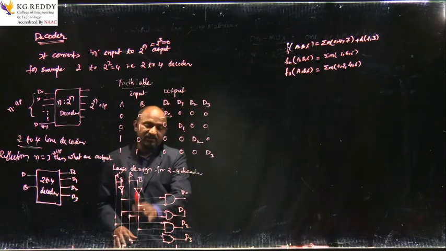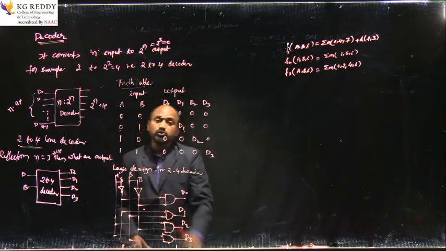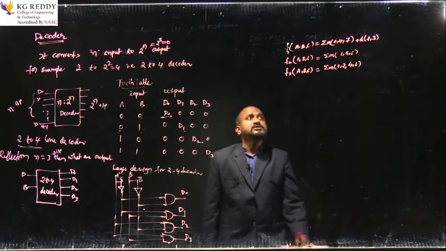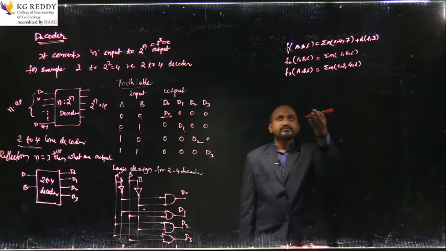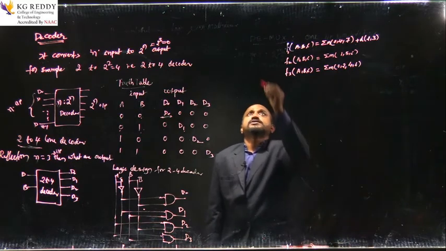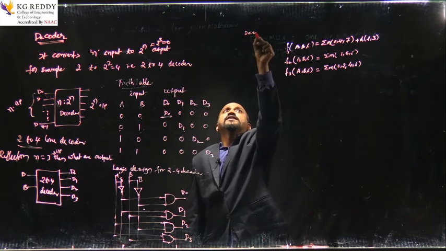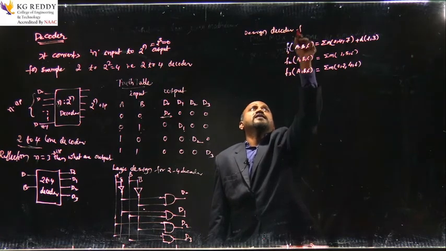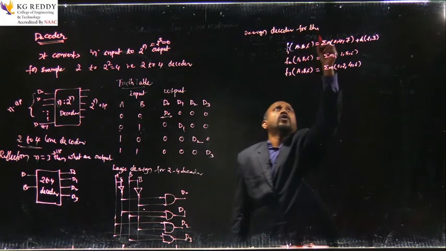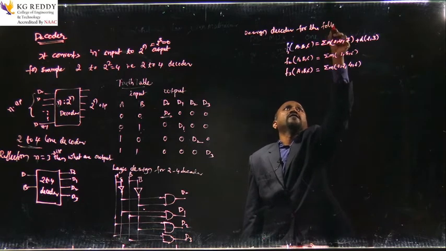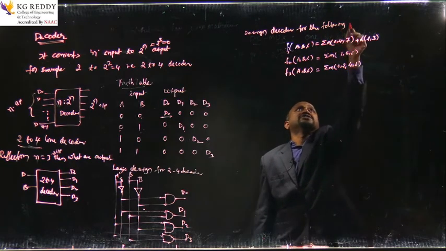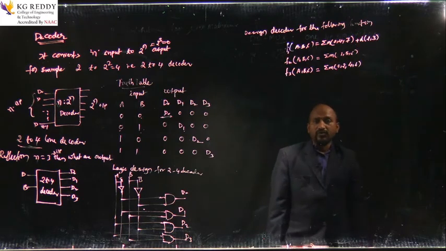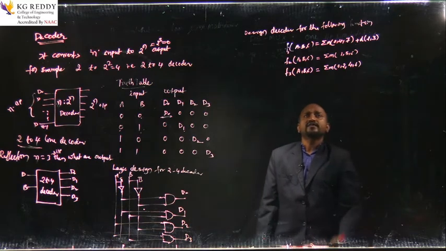And this is the logic design for the 2 to 4 line decoder. We can call it the block diagram or the circuit diagram. Sometimes the examiner can also ask: design the decoder for the following Boolean functions. Design the decoder for the following functions. Here we have three different functions.